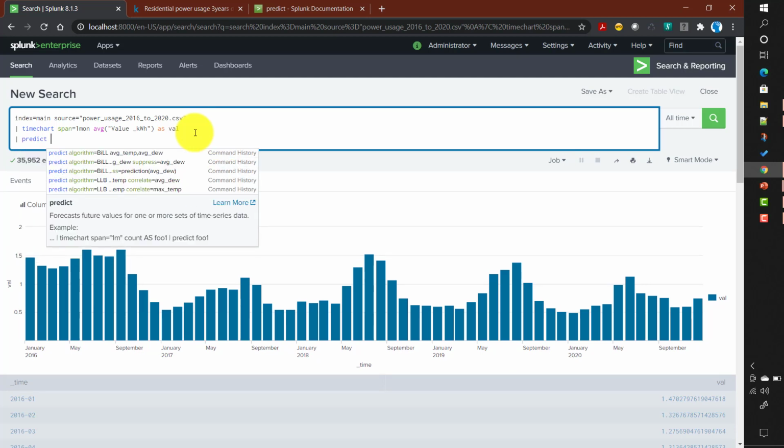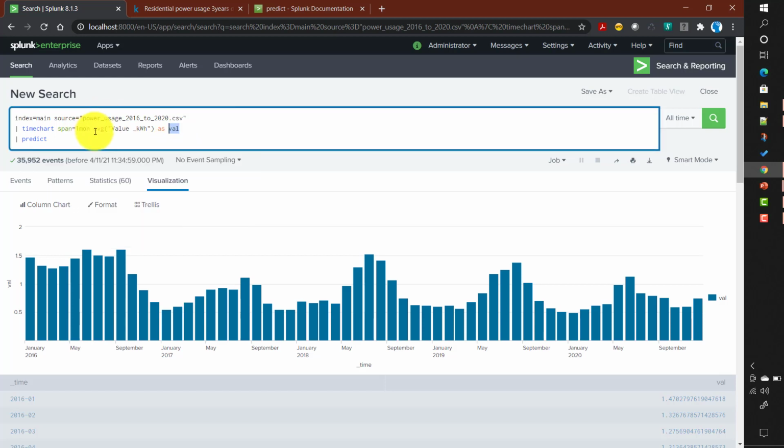Now for the predict command, you need to give the field names which you want to predict. Over here we have only a single field called val, because I have renamed this average value as val, so I'll be giving the field name val over here. If you have multiple time series, you can give multiple field names as well. And if you want to, okay, let's see it first, then I will show you the as clause as well. So predict command, then the field we want to predict.